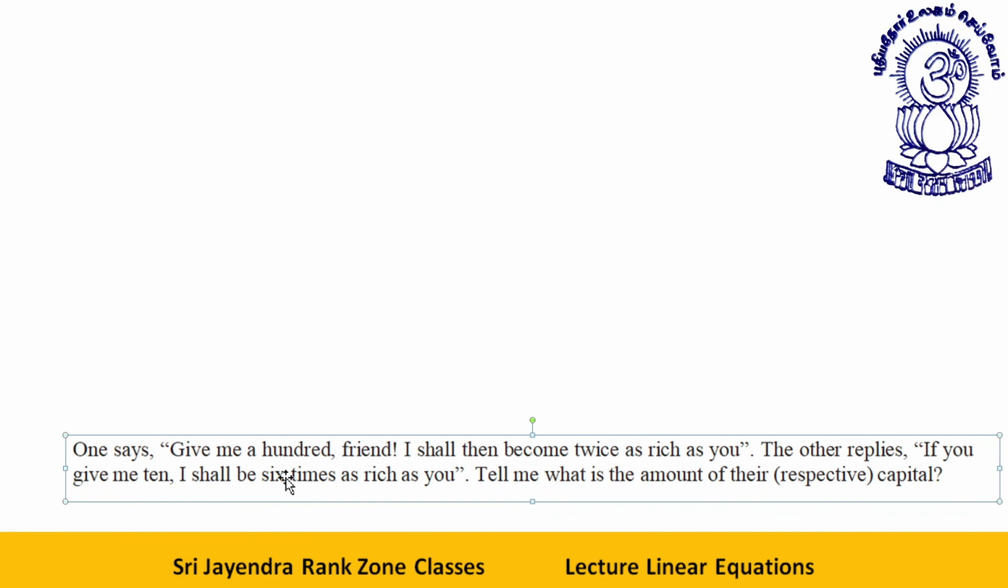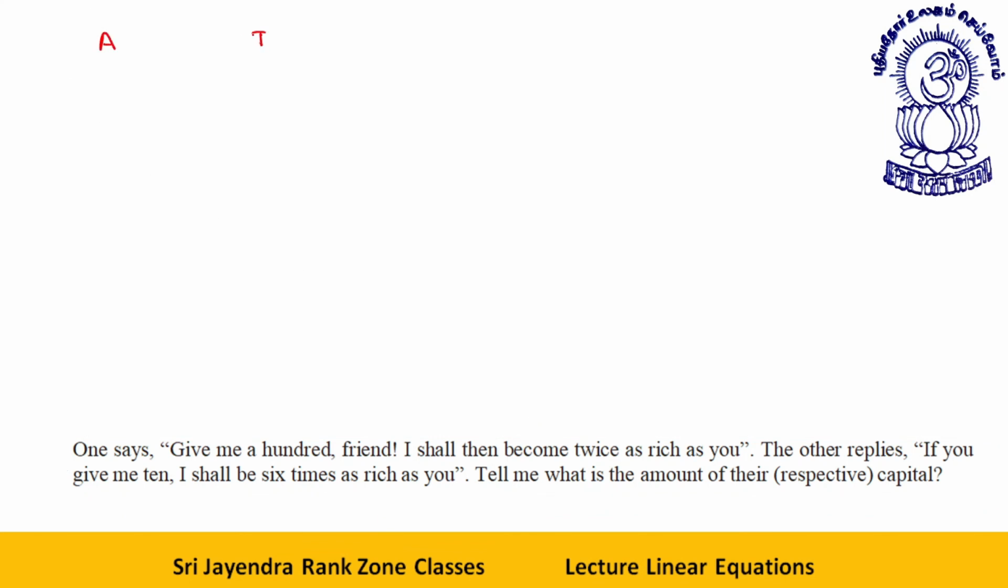One says, give me 100, friend, I shall then become twice as rich as you. A says to B, okay, this is A, this is B, you give me 100. So from B, 100 are subtracted and this is given to A. I shall then become twice as rich as you. So A plus 100 is equal to B minus 100. This is one thing.